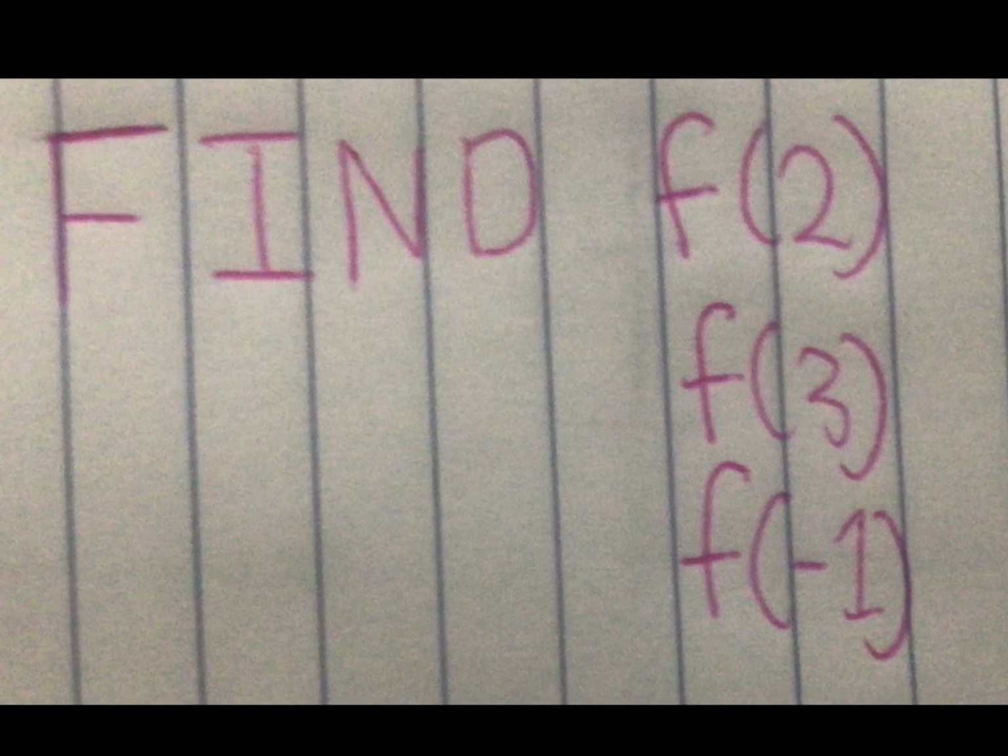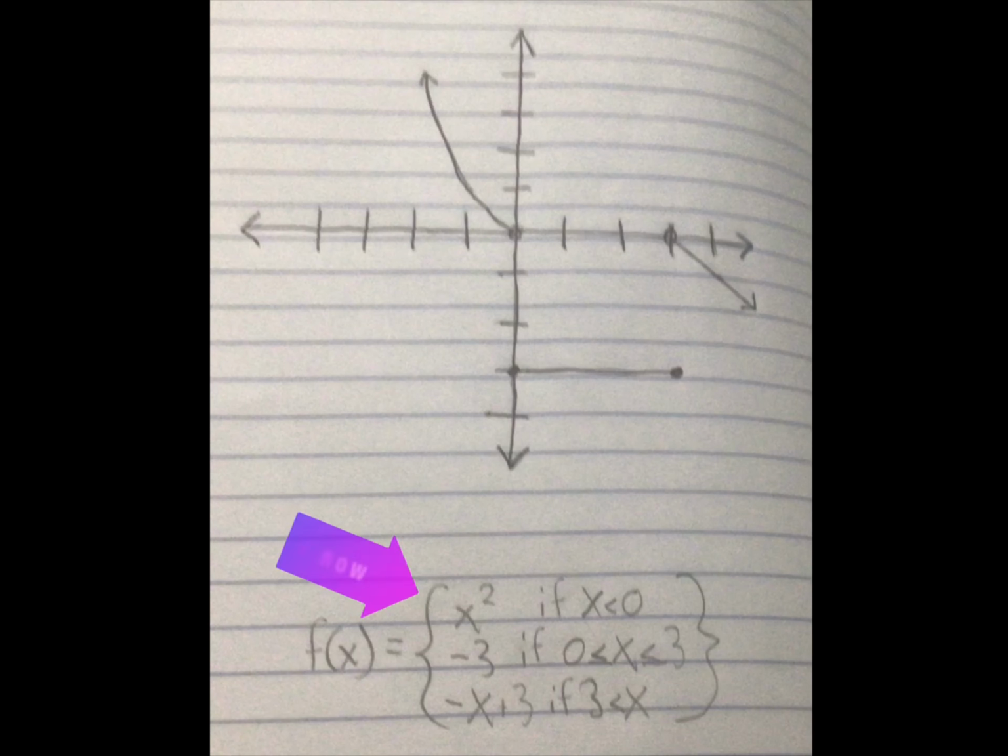And finally, find f of negative 1. Negative 1 is less than 0, so we would insert negative 1 into the equation f of x equals x squared. If we compute that, then we get f of negative 1 equals 1, and there's our answer.